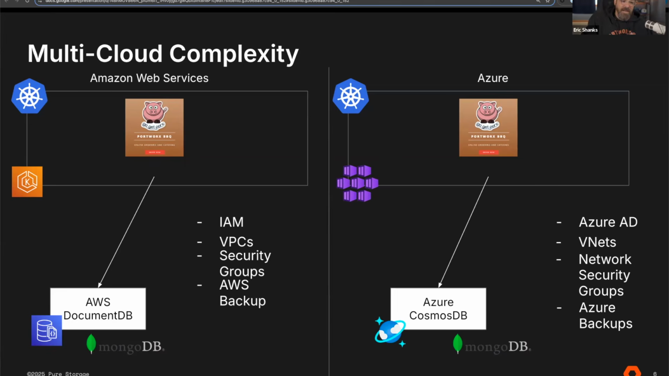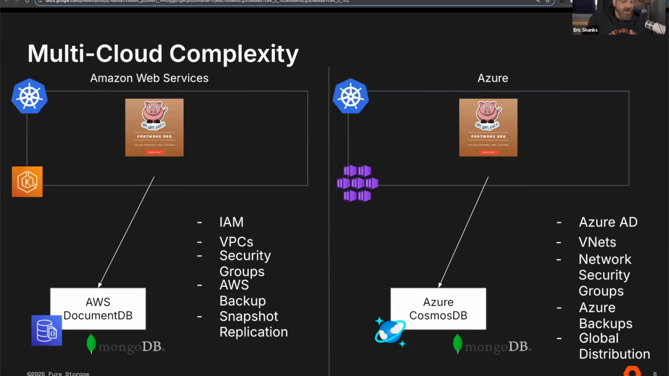In AWS, I'm going to have to take backups of my application. It's a managed database, but I still have to be able to back it up and restore it. So I'm using AWS Backup for that in AWS and Azure Backups in Azure. Completely different APIs. I need to code this twice for my internal development platform.